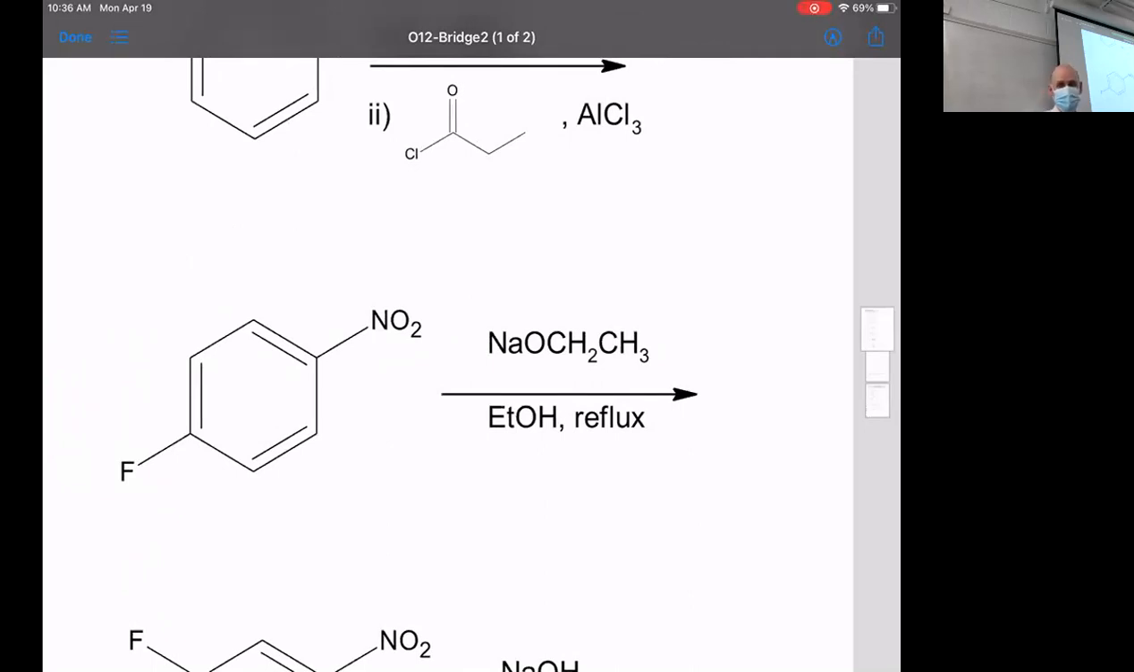But if you want to do this at reflux, which is around 100 degrees, what else do you need? Yes, this is really important. You need an electron withdrawing group, which is one of those deactivating groups, either ortho or para to the spot where you do substitution. If you don't have that, you'll have to heat it up to 350 degrees.